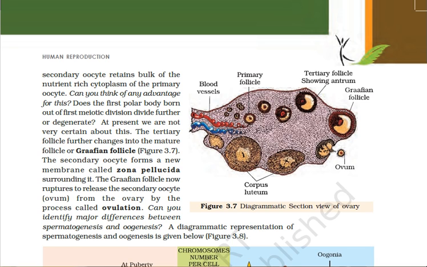VITELLINE. Then we move on to the maturation phase. During this phase, the diploid primary oocyte undergoes two maturation divisions.